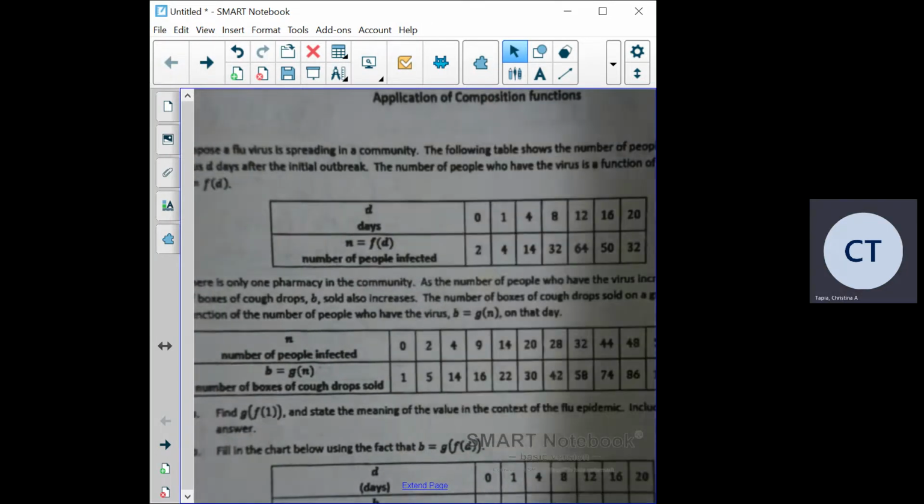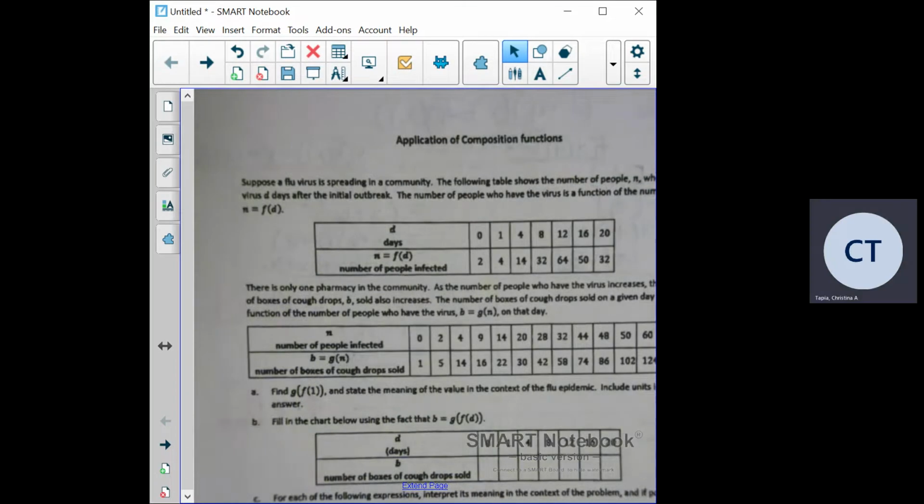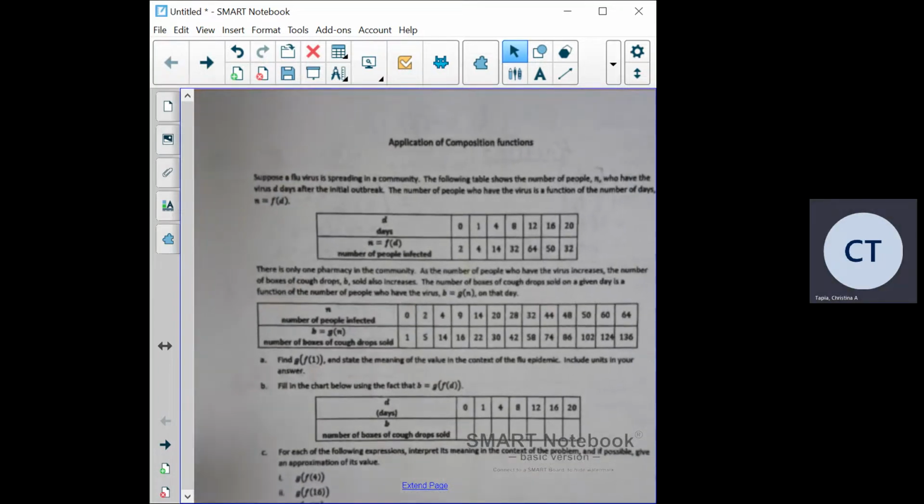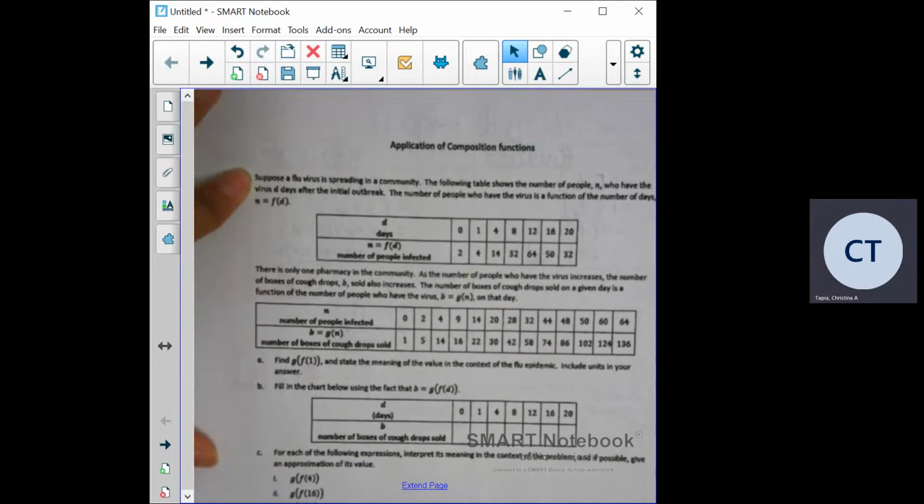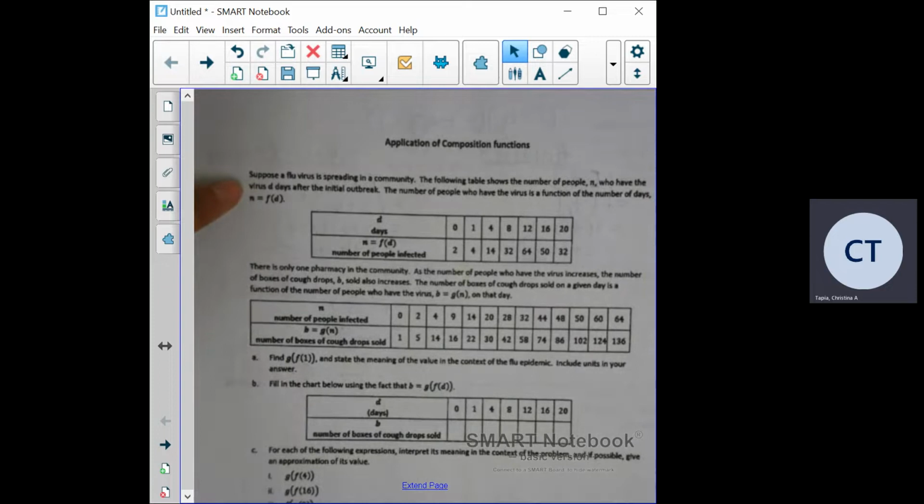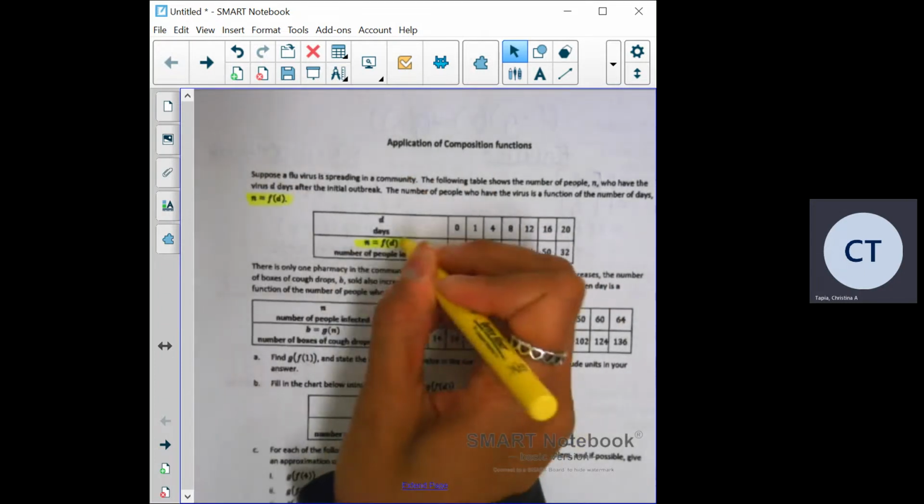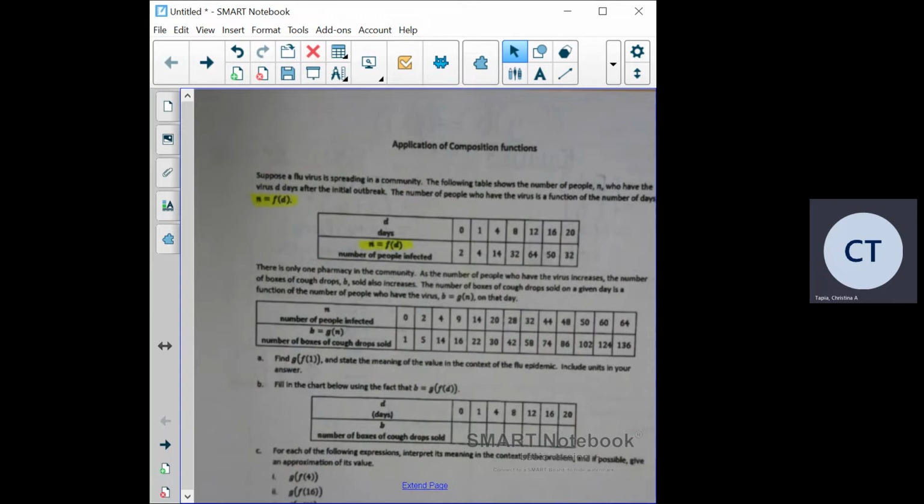All right, so for all of this, it looks like a lot, but the good thing is we have 2 tables that are cut in the middle, so it's really just 2 small paragraphs. So this is an application, and this might be a type of question I give you on a test or quiz and ask you to actually find your answer. For the first part, suppose a flu virus is spreading in the community. The following table shows the people infected N who have the virus D days after the initial outbreak. The number of people who have the virus is a function of the number of days, where N equals F of D. I'm going to make that note here. I just want you to be able to quickly identify what function that is.